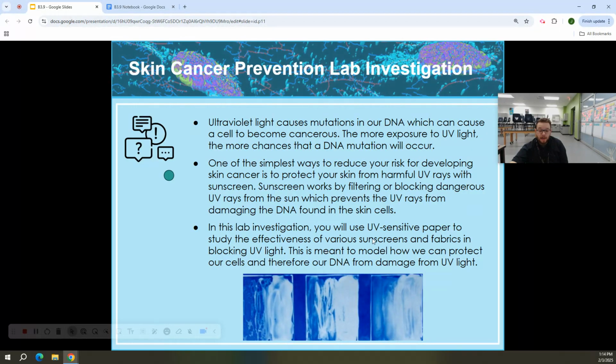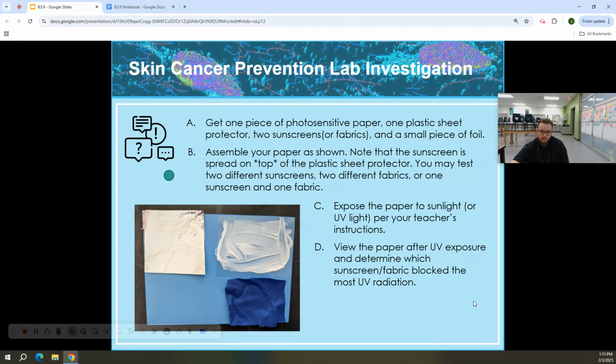In the lab, we are going to investigate using UV-sensitive paper to look at the effectiveness of different strengths of sunscreens and different fabrics to help see how we can prevent DNA damage from UV light. All right, so we're going to go through the procedure for the lab first, and then I'm going to talk to you about our independent and dependent variable, and then I will let you go and do the lab.